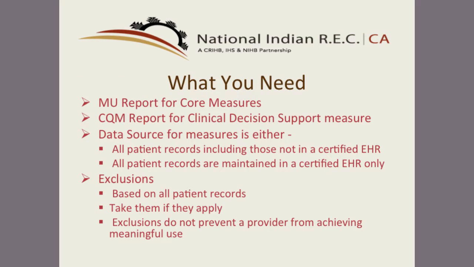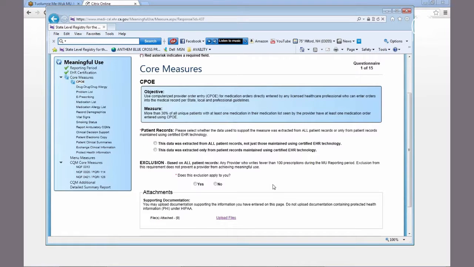To complete the core measures, you will need the following: the meaningful use report generated from your EHR, the CQM report generated from your EHR. You will need to know the source of the extracted patient records. Note that exclusions are based on all patient records. Take an exclusion if it applies. An exclusion does not prevent a provider from achieving meaningful use. There are 13 core measures that must be completed. 2 of the original 15 were eliminated during the 2013 update.